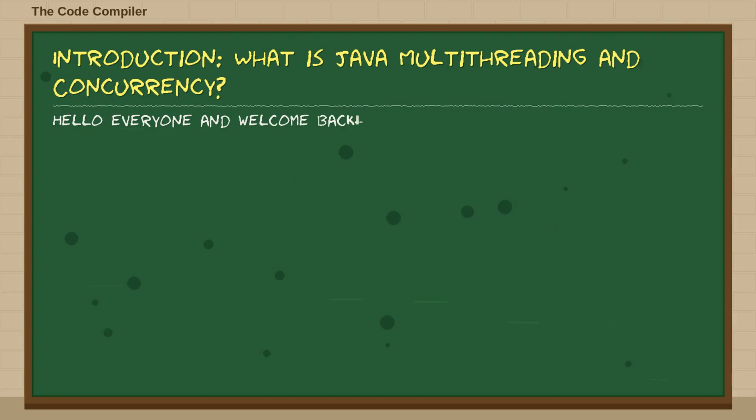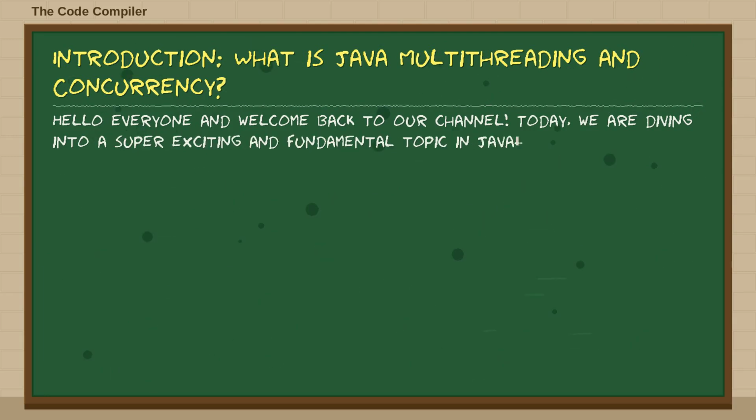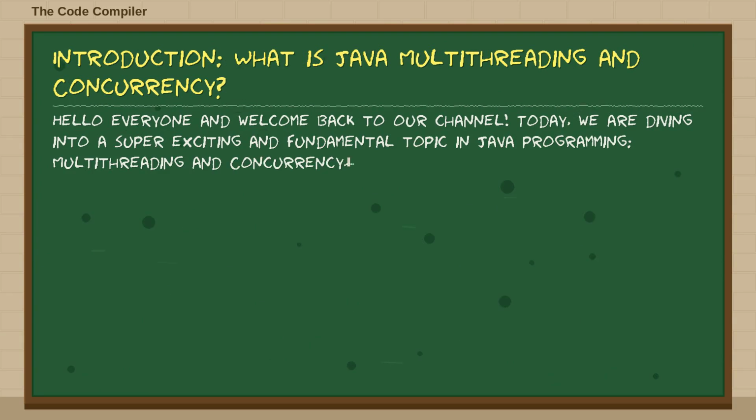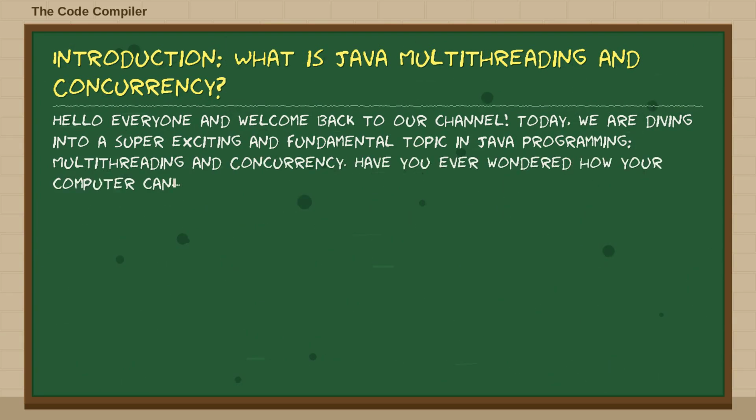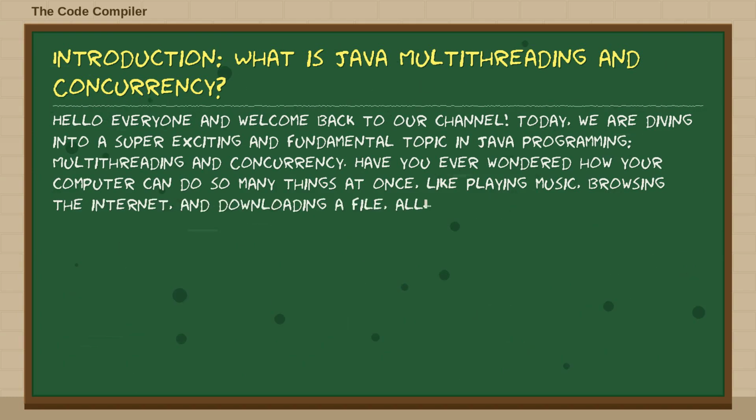Today, we are diving into a super exciting and fundamental topic in Java programming: multithreading and concurrency. Have you ever wondered how your computer can do so many things at once, like playing music, browsing the internet, and downloading a file, all simultaneously? That magic is often powered by multithreading.